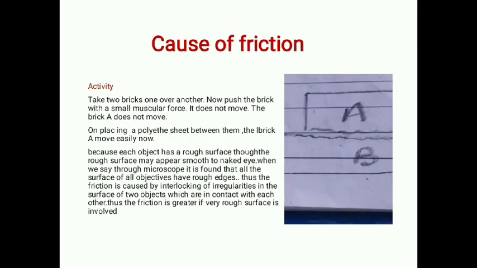Now we will go through another topic: cause of friction. For this we will do some activity. Take two bricks, one over another. Now push brick A as shown in the figure with a small muscular force. It does not move. Brick A does not move because each object has a rough surface. The surface may appear smooth to the naked eye. When we see through a microscope, it is found that the surfaces of all objects have rough edges.